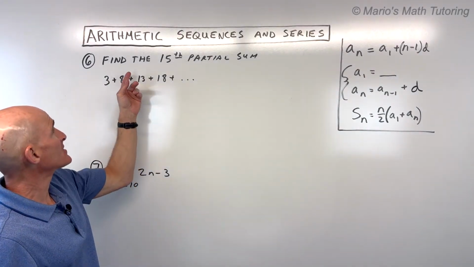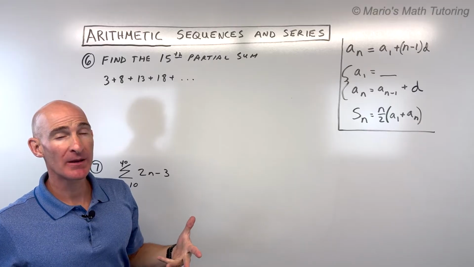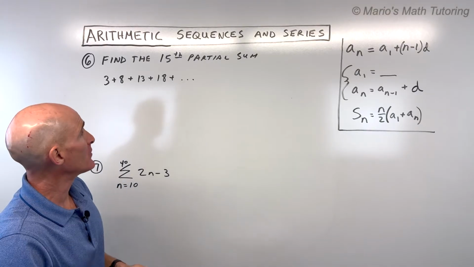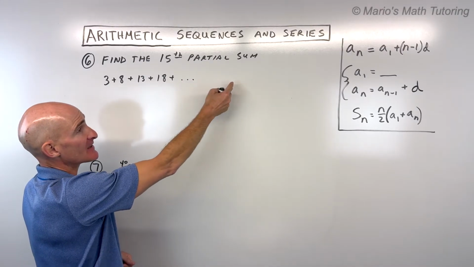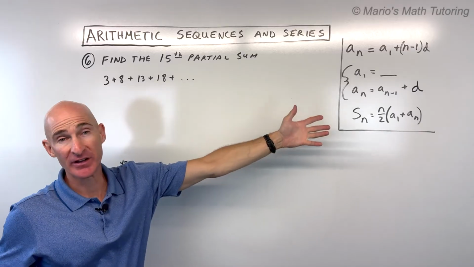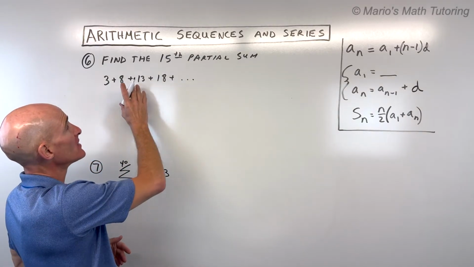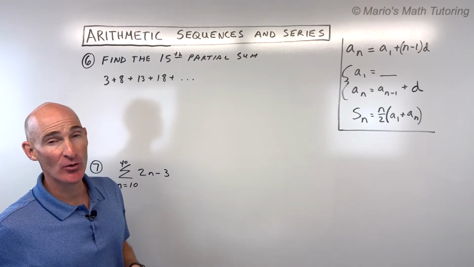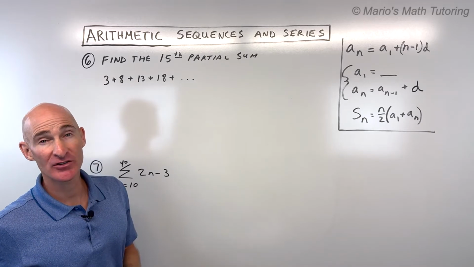Number 6 now, it says find the 15th partial sum. Now, what do we mean when we say partial sum? Well, you can see this series, 3 plus 8 plus 13 plus 18 plus dot, dot, dot. It goes on forever and ever. So we're not looking for an infinite sum here. We're looking just for a part of this whole series, right? So we're going to add the first 15 terms together.